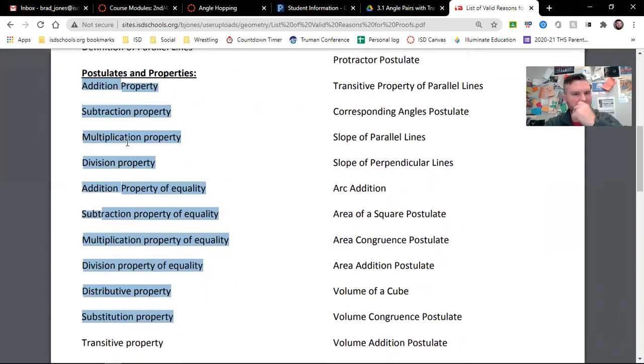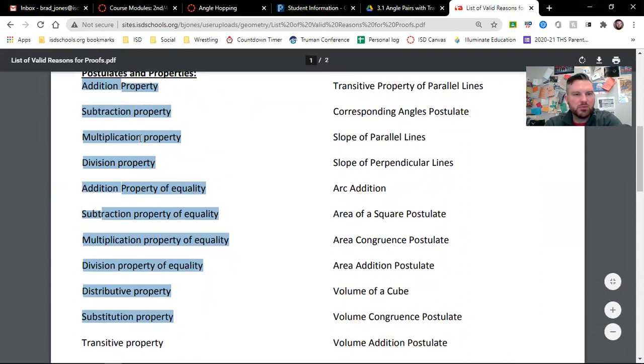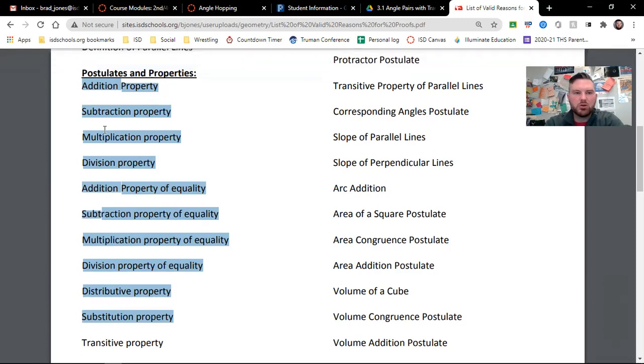Okay, so let's look right here at these properties right here. Okay, so you have addition property, subtraction property, multiplication, and division property. All of these right here are adding or subtracting or multiplying or dividing things on the same side of an equal sign, okay, in an expression. When you have the addition property of equality or subtraction property of equality, multiplication property of equality, or division property of equality, anytime it says of equality, that means you're doing it to both sides of an equation. So if you were to multiply by 2 on the left and the right, that would be multiplication property of equality, okay, not multiplication property.